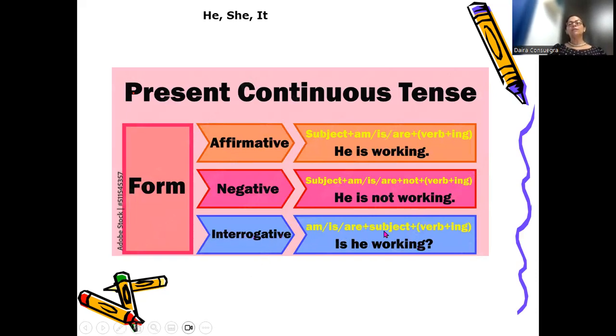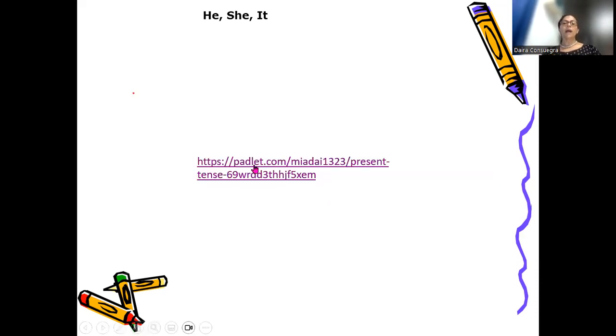And the interrogative form is when you ask a question, is he working? ¿Está él trabajando? Is she working? ¿Está ella trabajando? So what is the order? You use the verb to be, then the pronoun, and then you use the verb in ing. That is why you need to know the verb to be. The verb to be is the most important verb because you need to know that in order to have other tenses.